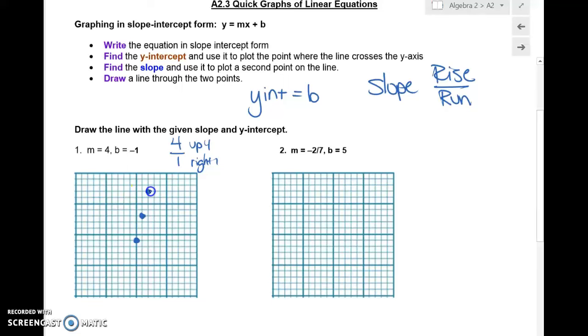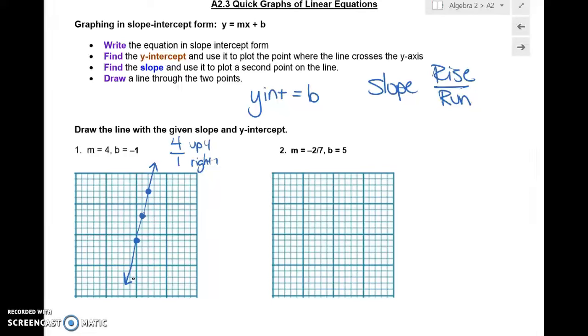Up 4, right 1. Your graph is going to be more accurate if you have at least 3 points. 2 points is a minimum, 3 points makes it more accurate. Lay your straight edge along those dots and draw in a straight line. Try to make sure that your line extends across most of the graph. Don't give me little itty-bitty baby lines. Make that line extend. And this is one thing that I'm picky about. This line does not end after our last point. It continues. So make sure you put arrowheads on the ends of your lines.